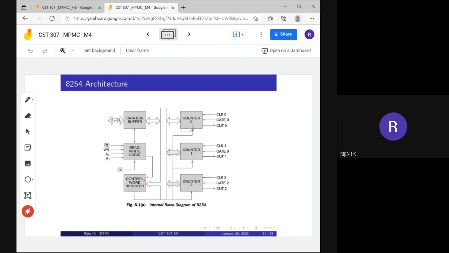The control word register specifies the complete details: which mode it has to operate in, whether it is a read operation or write operation. Then two more pins are the read pin and write pin. These are connected to the microprocessor, whether it has to perform a read operation or a write operation. Both these are active low pins.